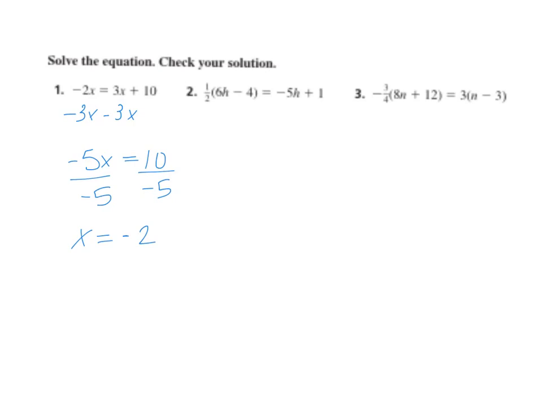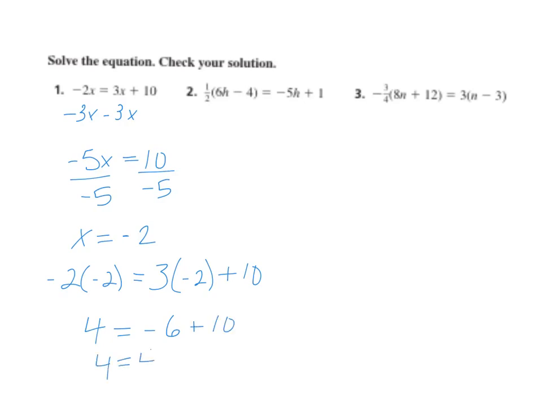Now, it does say to check your answers, so we're going to do that. We've got negative 2 times negative 2, so I'm just plugging in negative 2 for x, is equal to 3 times negative 2 plus 10. Negative 2 times negative 2, negative times a negative is positive, so I got 4 is equal to 3 times negative 2, which is negative 6, plus 10. I get 4 is equal to 4. My check is true, so I know my answer is true. Alright, let me clean this up a little bit.